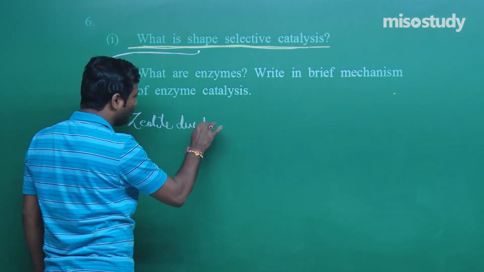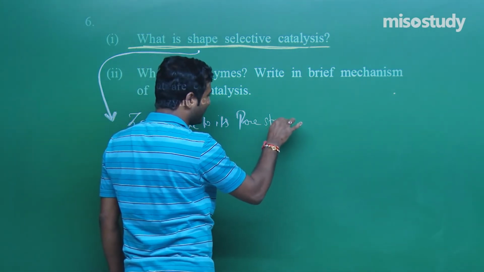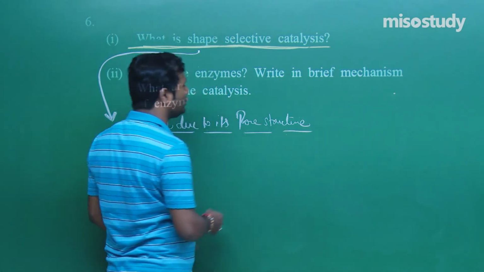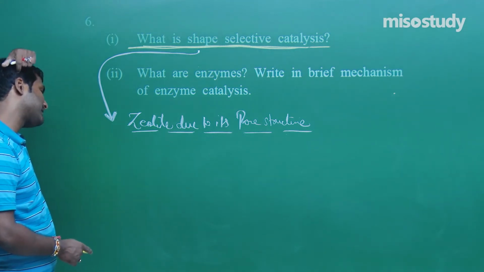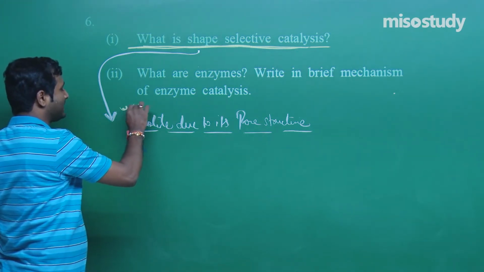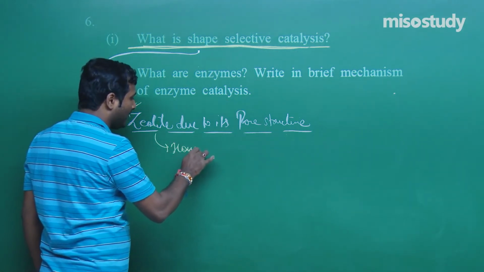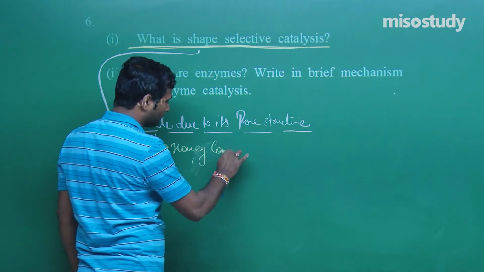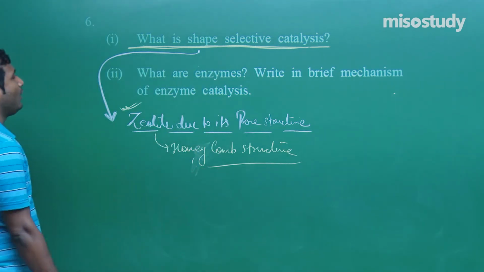Zeolite, due to its honeycomb structure, that is pore structure, acts as a good catalyst, and the shape of the zeolite would help the catalytic action, which enhances the rate of reaction, and this process is known as shape selective catalysis, my friend. It has a honeycomb structure. Clear to you? Now, what are enzymes?